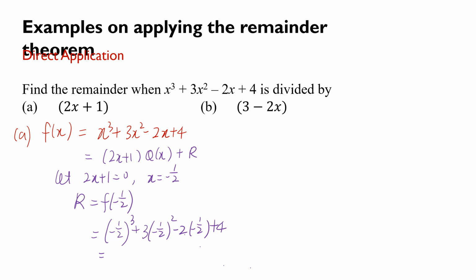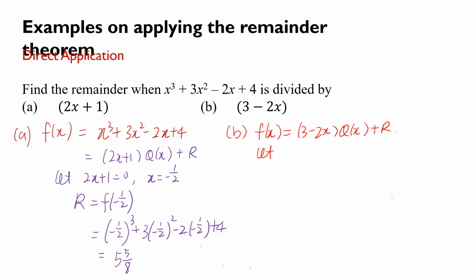Right, you will get 5 over 8 as the answer for the remainder. Okay, so let's look at part B. We're going to apply the remainder theorem. So f of x equals 3 minus 2x multiplied by the quotient plus the remainder.